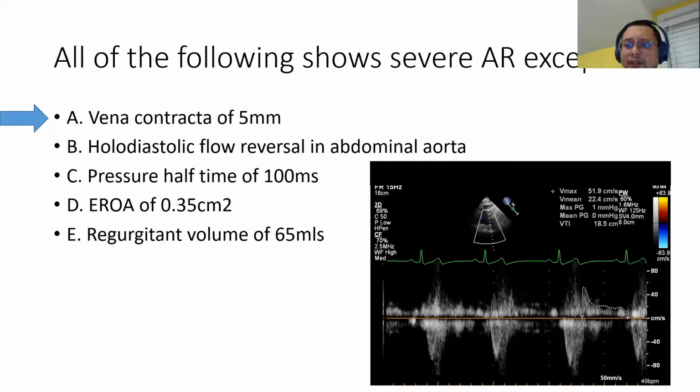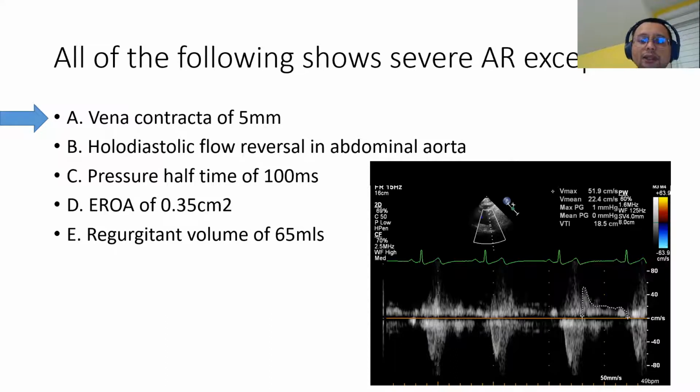So why is there a difference? Why in aortic regurgitation is the EROA for severe 0.3, but in mitral regurgitation it is 0.4? The reason is aortic regurgitation occurs during diastole, and the period of diastole is longer than systole. So for mitral regurgitation, the EROA of 0.4 centimeters squared equals more or less a regurgitant volume of 60 mils, but for aortic regurgitation it is lower. EROA of 0.3 centimeters squared is more or less the same as a regurgitant volume of 60 mils.